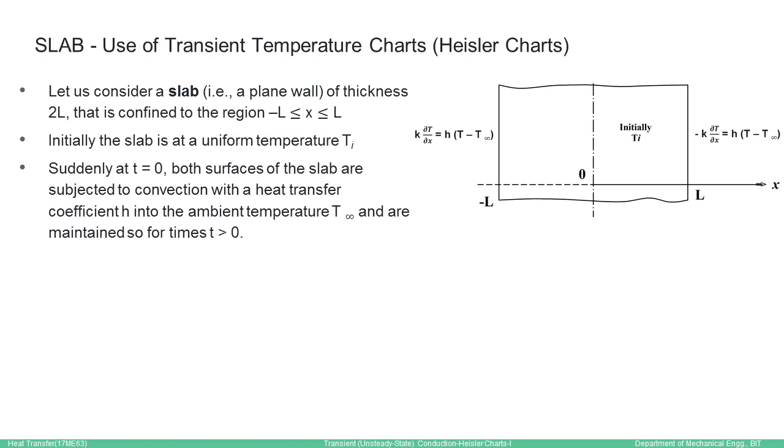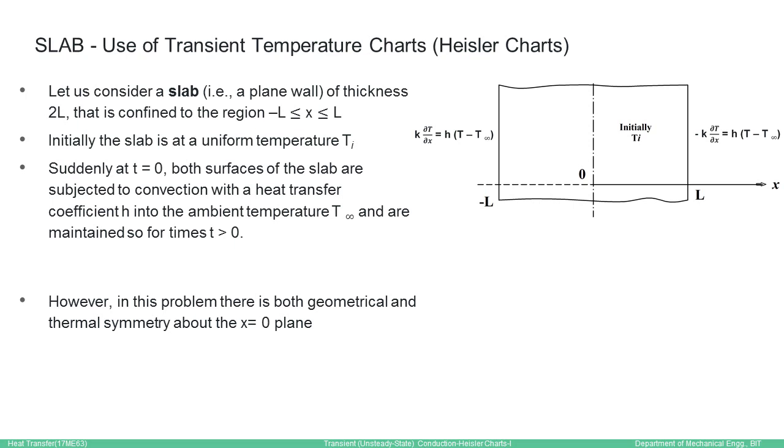And we can apply the boundary conditions at the surfaces x equal to minus L and x equal to L, and write the equations. That is, at x equal to minus L, k del T divided by del x is equal to h into T minus T infinity. Similarly, at x equal to L, minus k into del T divided by del x is equal to h into T minus T infinity. These are the boundary conditions for time t greater than 0.